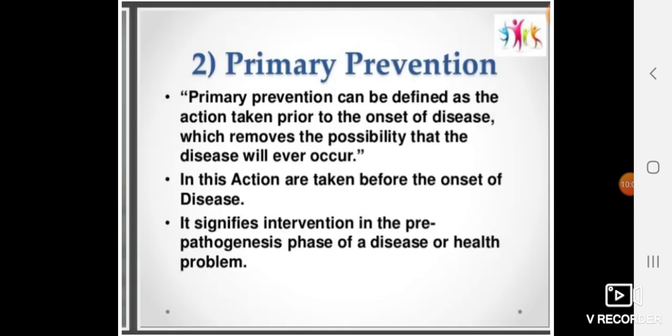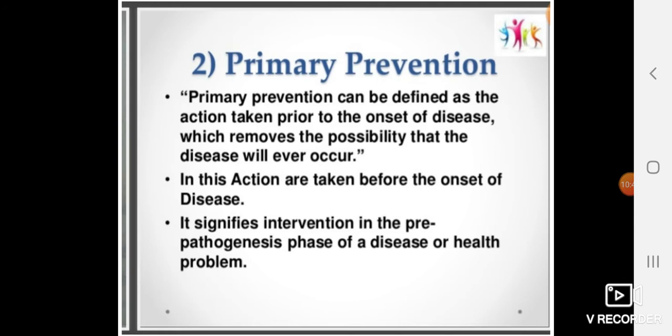So we'll come to the next point, primary prevention. What is primary prevention? Primary prevention is better than cure. That is the basic concept of primary prevention. We'll see the definition. It is defined as the action taken prior to the onset of disease. That we need to underline: action taken prior to the onset of the disease, which removes the possibility that the disease will ever occur.